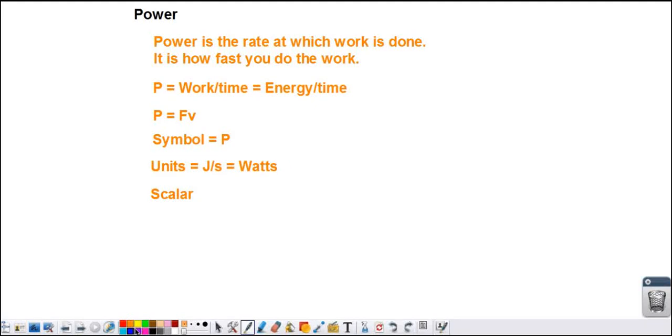Power. Power is the rate at which work is done. It's how fast you do the work. Okay, so it's not how much work you can do, it's how fast you can do that amount of work.